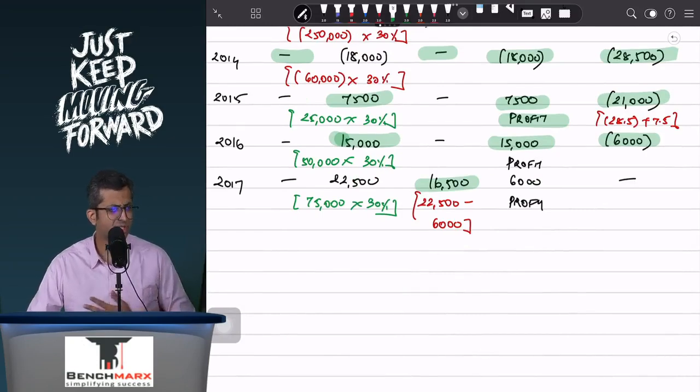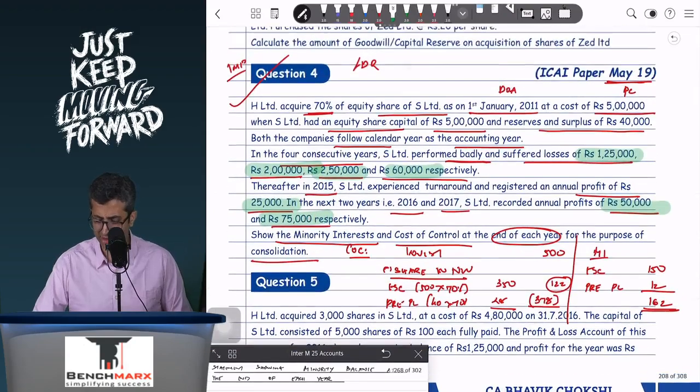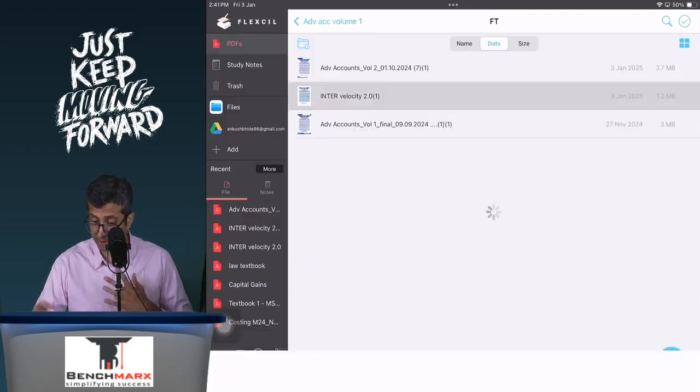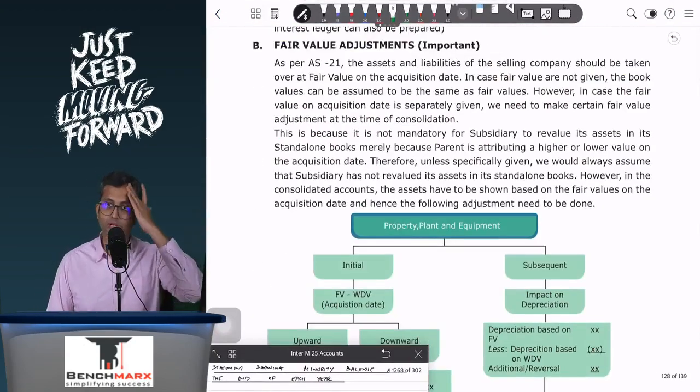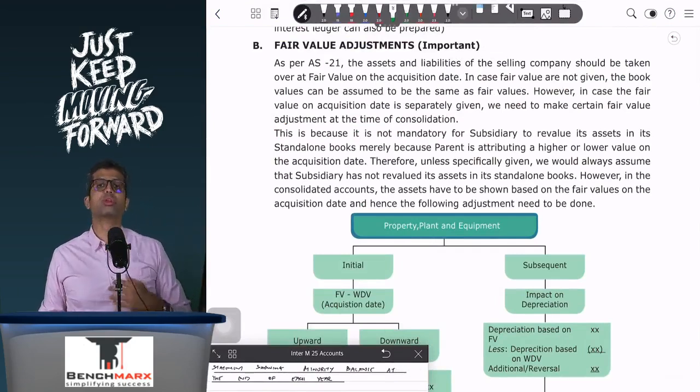Are we clear with this? So this is how your entire journey would appear in such cases. So this is a special adjustment when it comes to negative minorities. So next we'll go to the fair value adjustments.